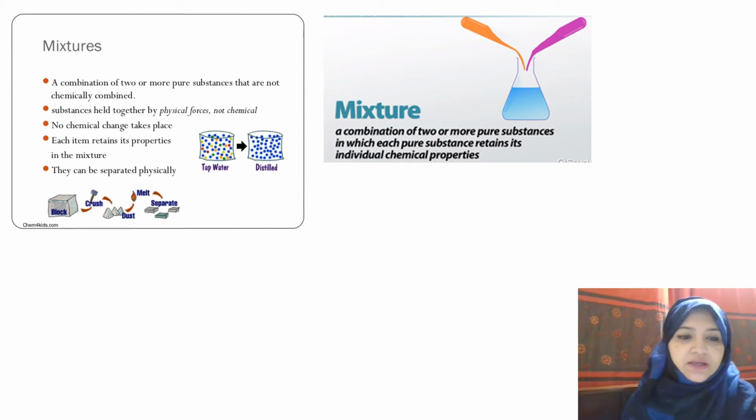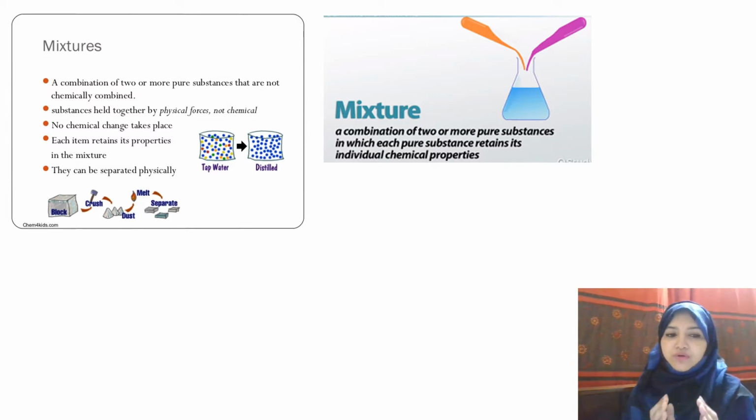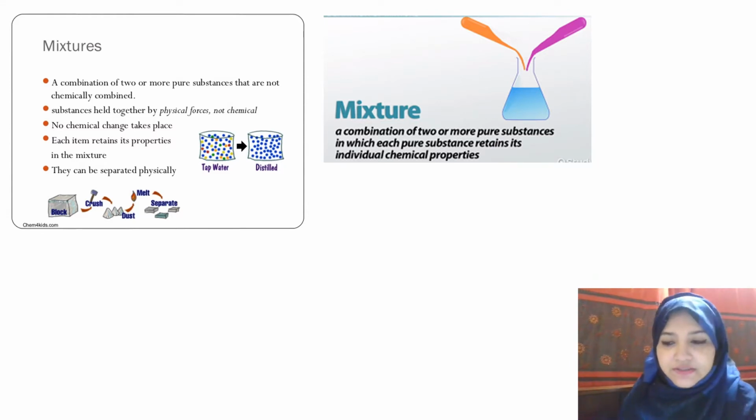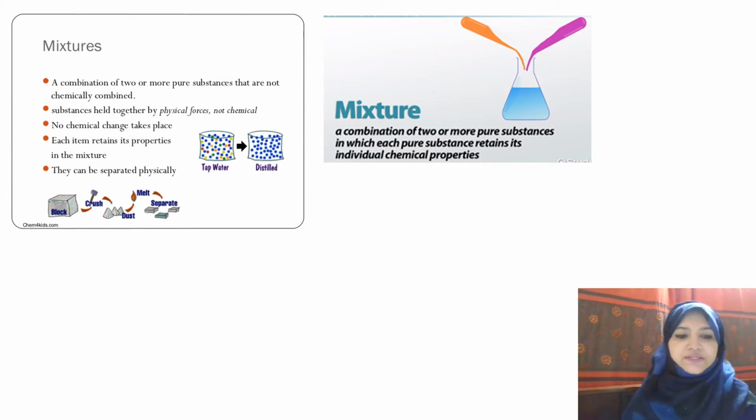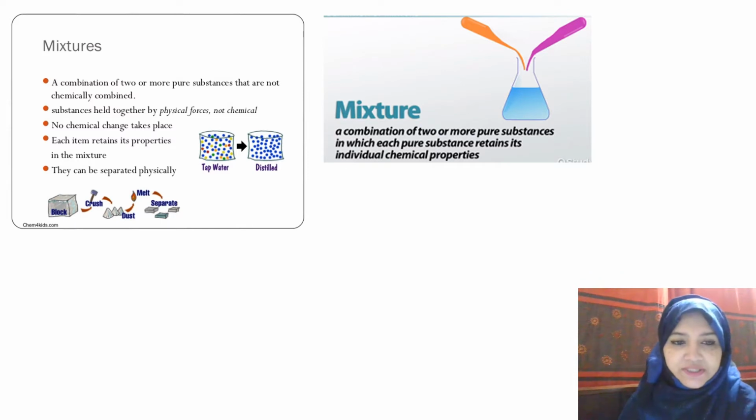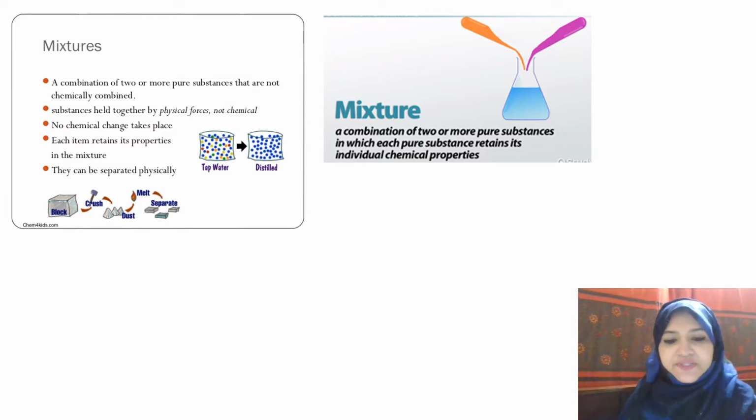Each constituent component of any mixture retains its properties in the mixture. That means the components each keep their original properties in the mixture, and they can be separated physically. And they can be easily separated by physical methods like heating, crystallization, evaporation.